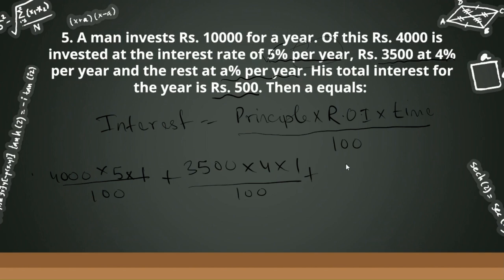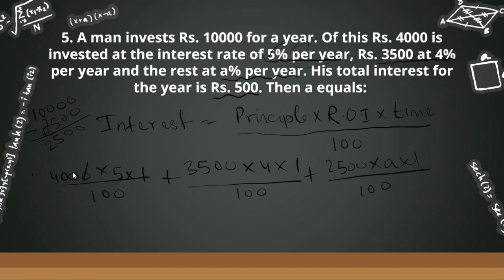Again, now for this year, the investment we have to find out. The total one is given as 10,000. So 4,000 plus 3,500 gives 7,500. So if we subtract 7,500 from 10,000, we are left with 2,500. So he invests 2,500 for the last one, for the rate of interest A, for time 1 year, by 100.